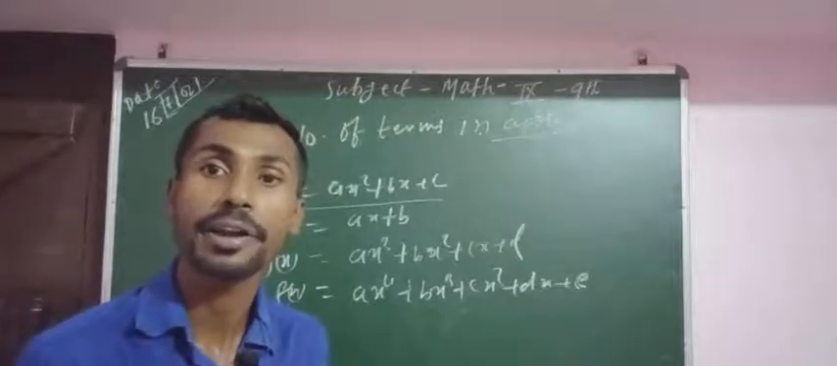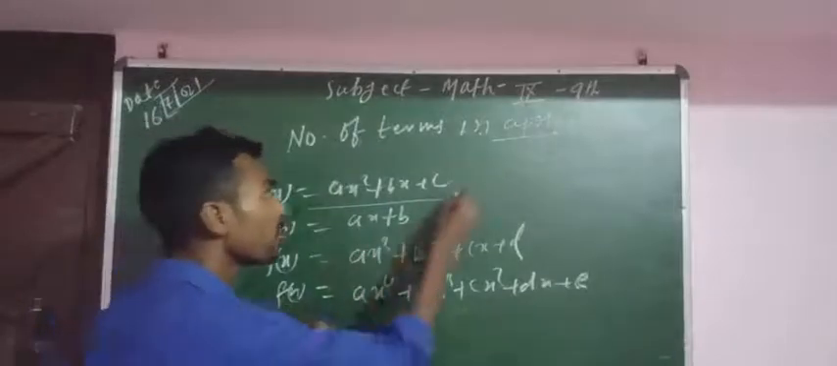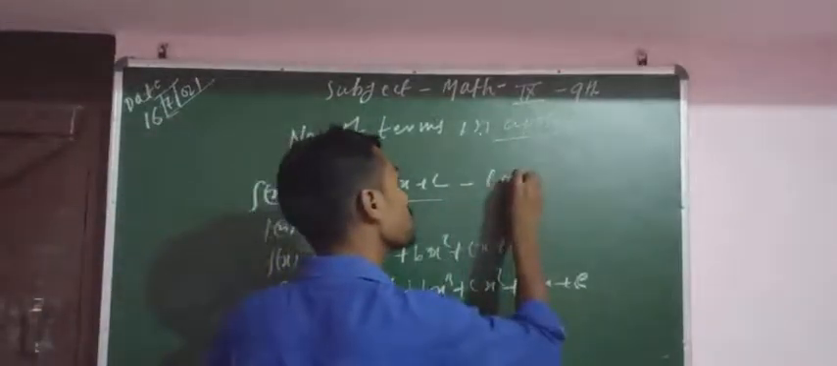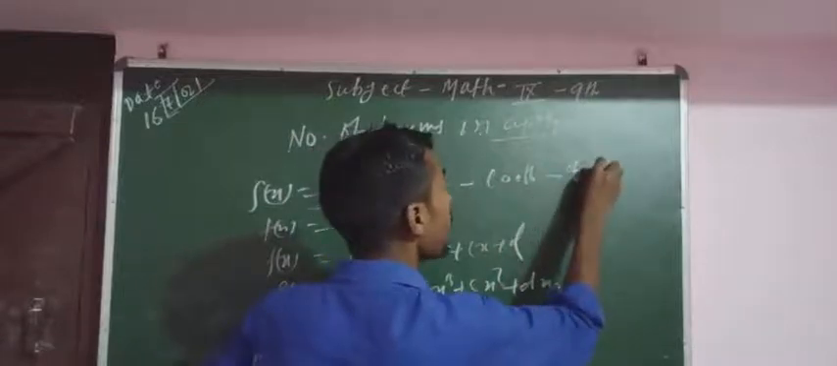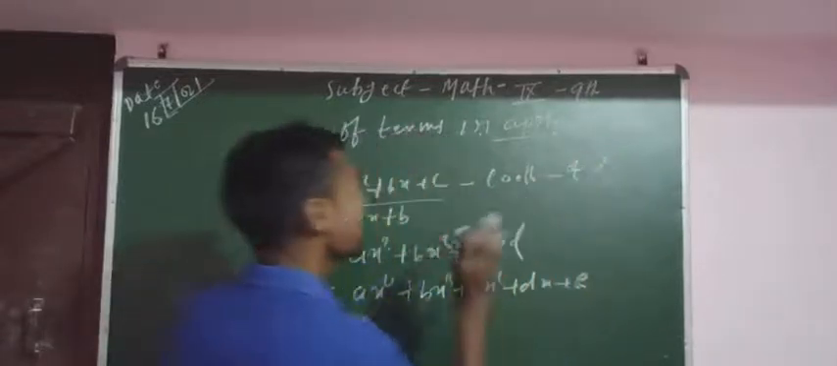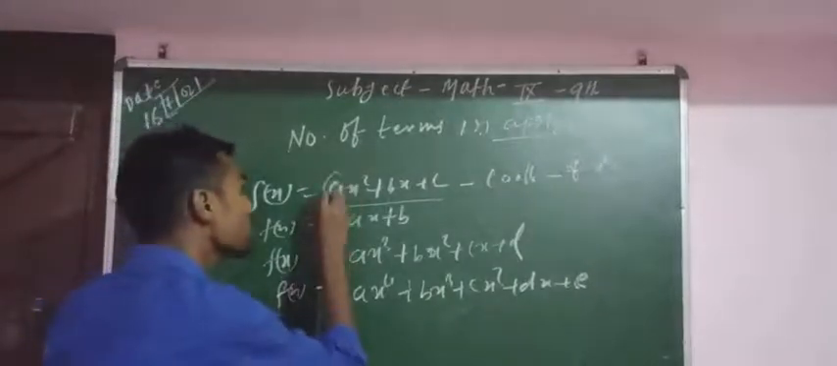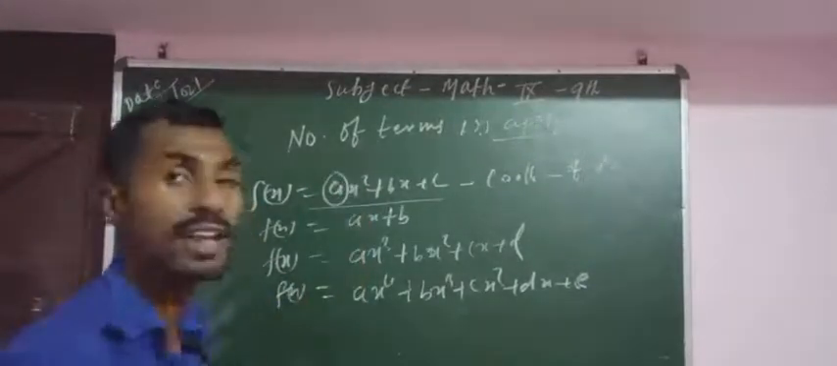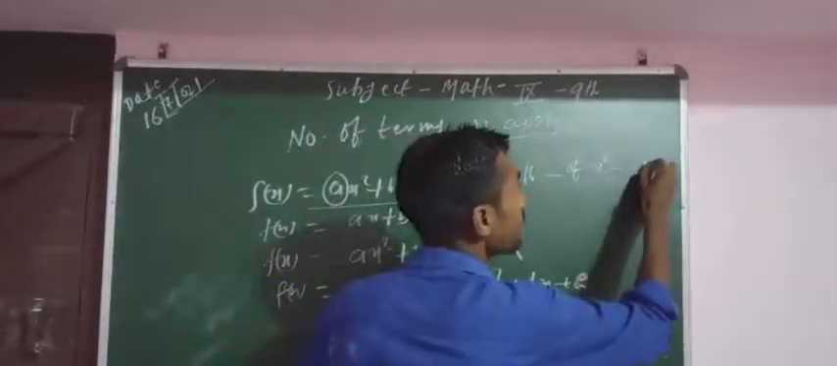f of x equals ax to the power 4 plus bx cube plus cx square plus dx plus e is the standard form of the biquadratic polynomial. Suppose the question is the coefficient of x square in f of x. That means a is the coefficient of x square. So we will write a is the coefficient of x square.